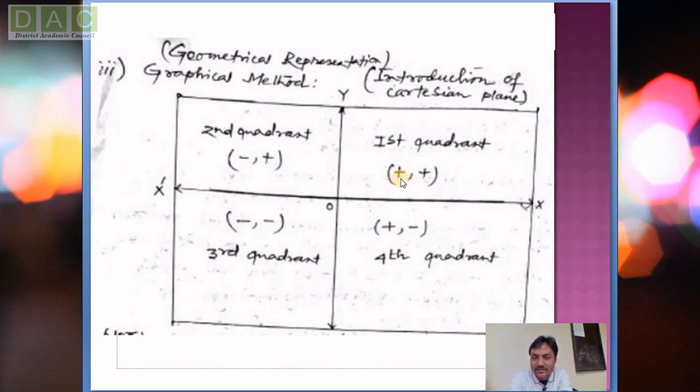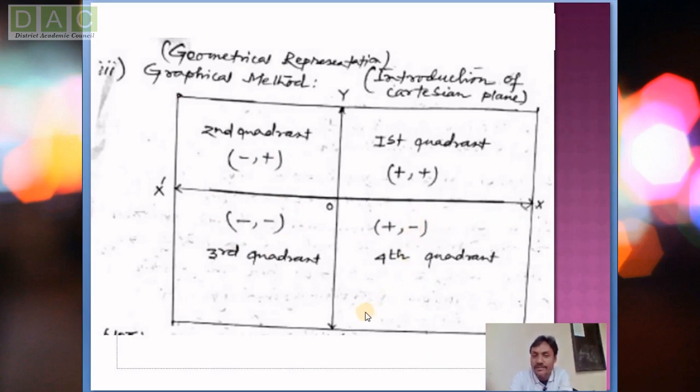These are the sign conventions. The first quadrant is plus plus. That means the value of x is positive and the value of y is positive, so the coordinates of both x and y are positive. Similarly, the second quadrant is minus plus, the third quadrant is minus minus, and the fourth quadrant, the last one, is plus minus. This is just an introduction of the Cartesian plane.